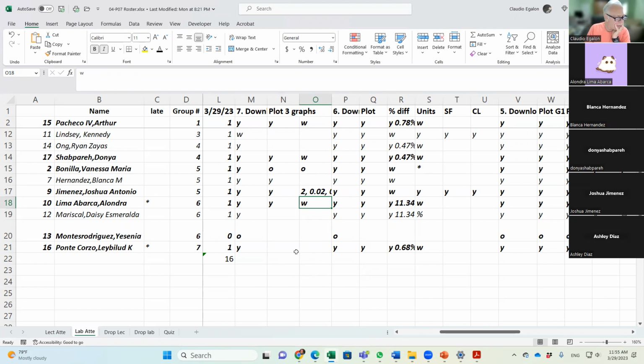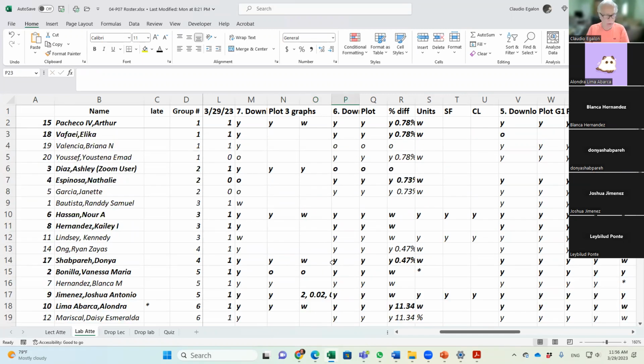And Lebilud, did you plot all the 3 graphs? Yes, I was able to plot the graphs. Okay, and did you get all the percentage differences? Yeah, I was working on that right now. Okay, good. So 4 more minutes to go.